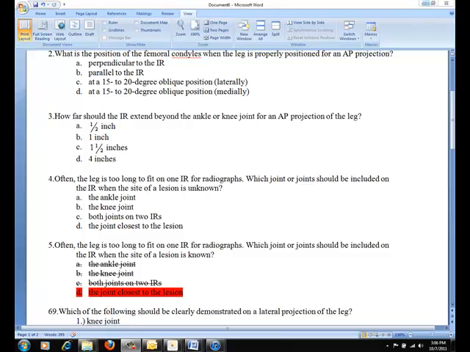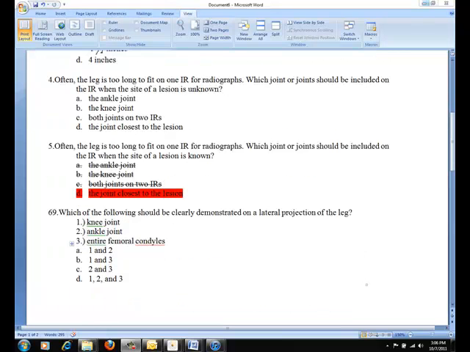From a radiation protection standpoint, the answer C, both joints on 2 IRs, doesn't make much sense either. Why would we want to radiate the patient more than we already had to? So we can cross off C. Then you have B, the knee joint. What would be the purpose for just doing the knee joint? What if the lesion was closest to the ankle? Would getting a knee joint image be beneficial to that diagnosis? I don't think so. So to critically think, the answer D, the joint closest to the lesion, would be the most important or relevant.